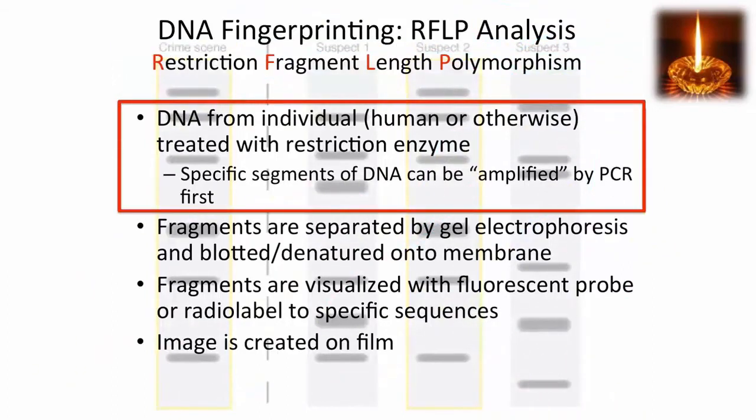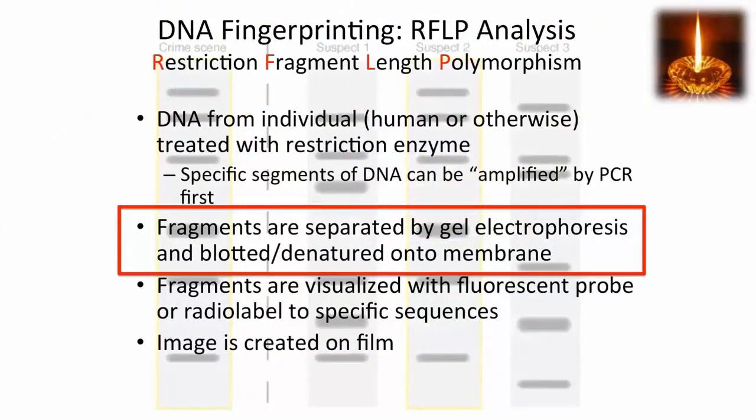Taking DNA from different individuals, humans, trees, animals, soil, bacteria, any source of DNA, and treating with a restriction enzyme yields a fingerprint that can be compared between individual samples. Sometimes samples are amplified by PCR prior to analysis, but that's done very carefully to avoid contamination.